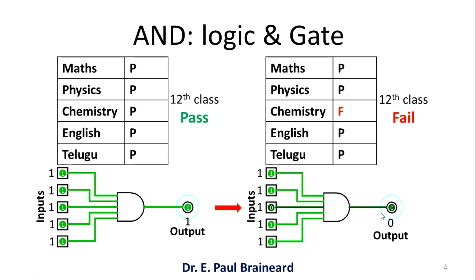For an AND gate, output is logic high only if all the inputs are at logic high, else the output is logic low or 0.